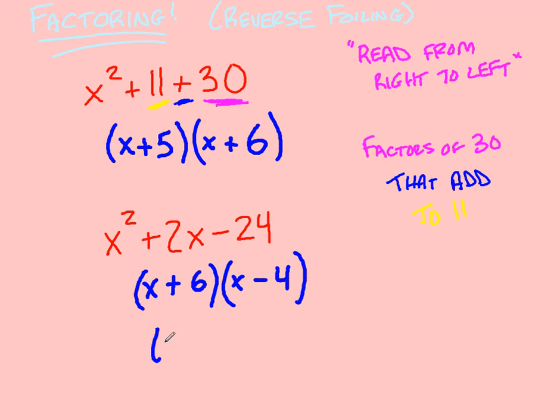Now I could flip this around. This could be x minus 4, x plus 6. That's the same thing. 2 times 4 is the same as 4 times 2, as long as the signs still stay with the right term.